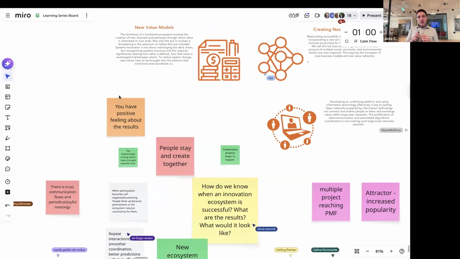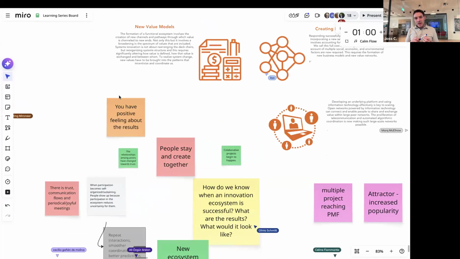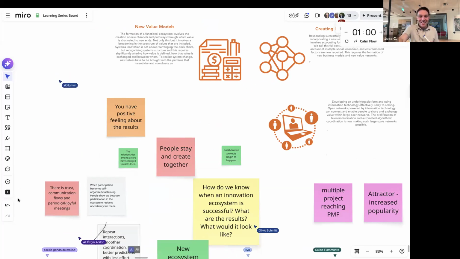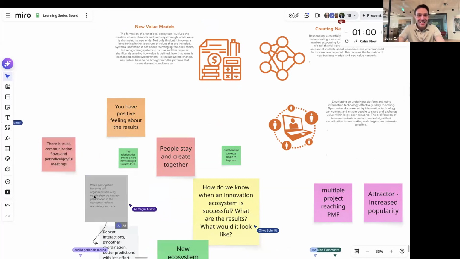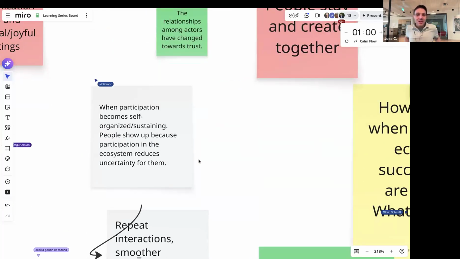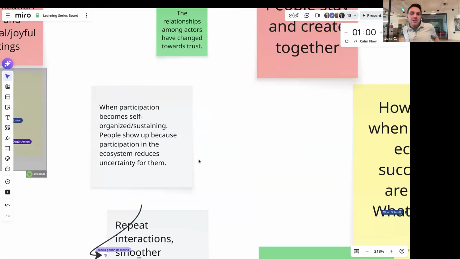You have positive feeling about the results. People say and create together. There is trust, communication flows, and periodic joyful meetings. Okay, wonderful. Joyful meetings, I like that. So when participants become self-organized, sustaining, people show up because participation in the ecosystem reduces uncertainty for them.